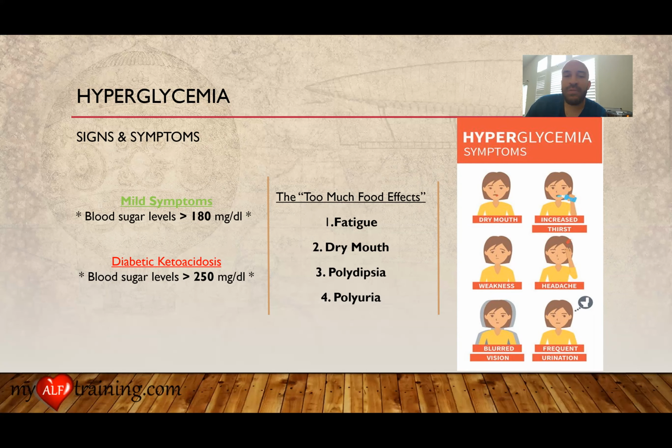So just think of you ate too much and now you're on the couch, you're just feeling very much like a sloth: fatigue, dry mouth, you're thirsty, and because of that, you're urinating a lot.